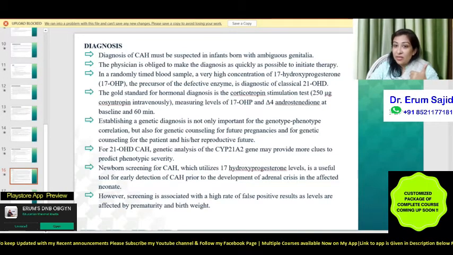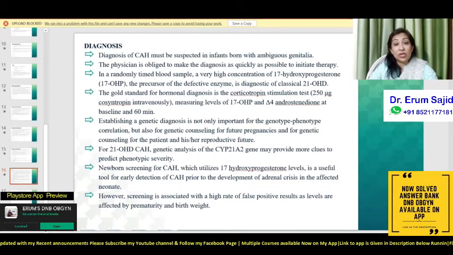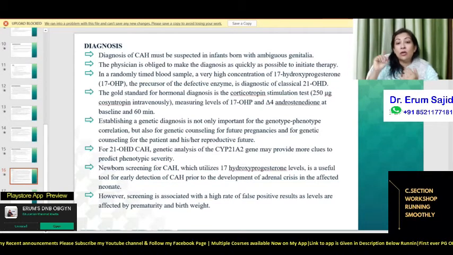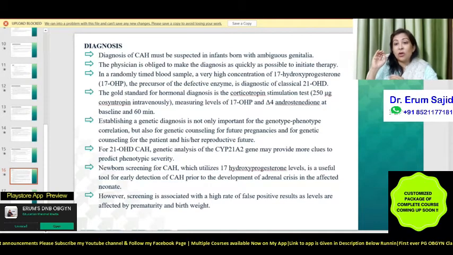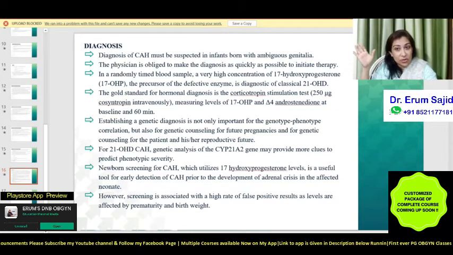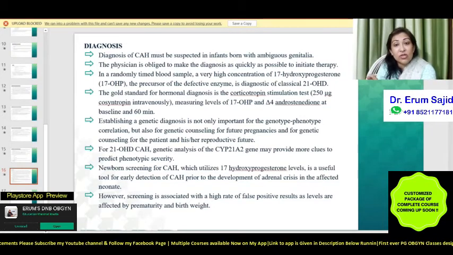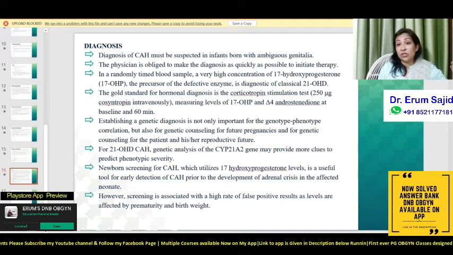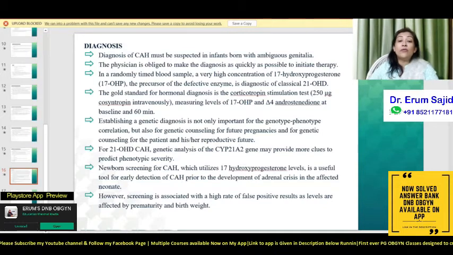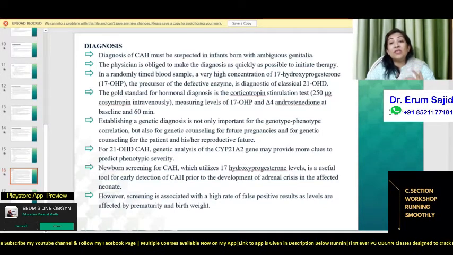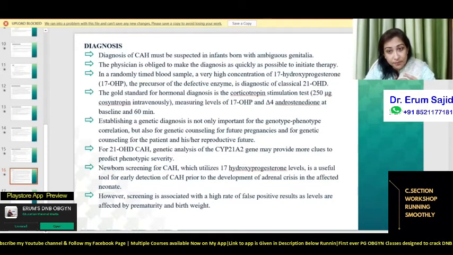So ambiguous genitalia is one. The physician is obliged to make the diagnosis as quickly as possible to initiate therapy. In a randomly timed blood sample, a very high concentration of 17 hydroxyprogesterone, the precursor of the defective enzyme, is diagnostic of classical 21 hydroxylase deficiency. So if there is 21 hydroxylase deficiency, what will increase? 17 alpha hydroxyprogesterone. The gold standard for hormonal diagnosis is actually the corticotropin stimulation test, which is hardly done.